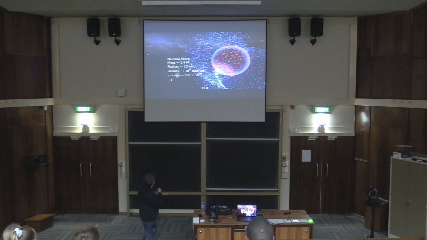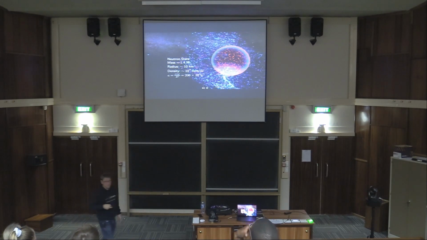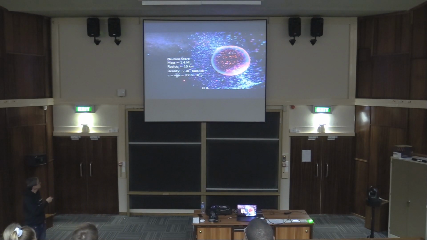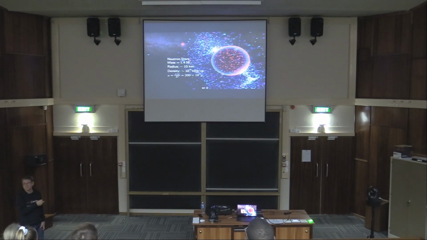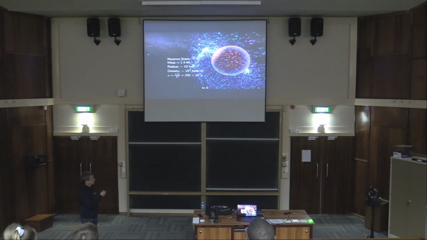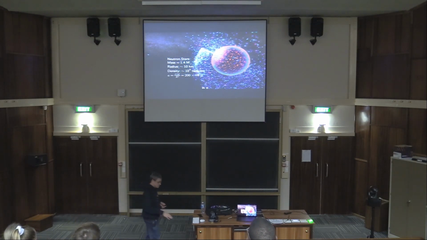So the acceleration on the neutron star, instead of being g, 9.8 meters per second squared, it's actually 200 billion g. So you wouldn't want to try and stand up on one of these things. You could just crush it to smithereens.